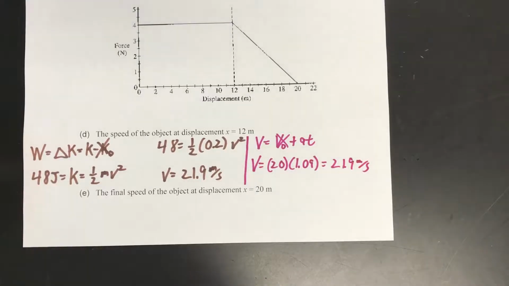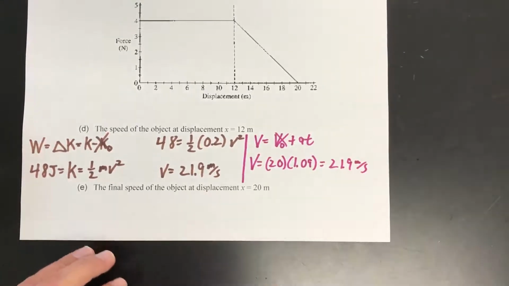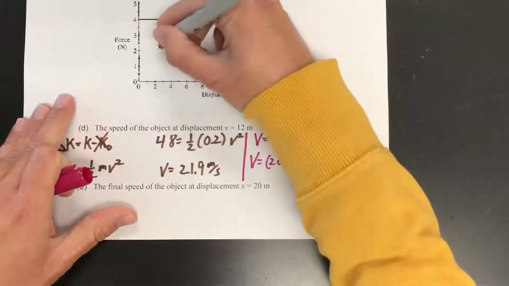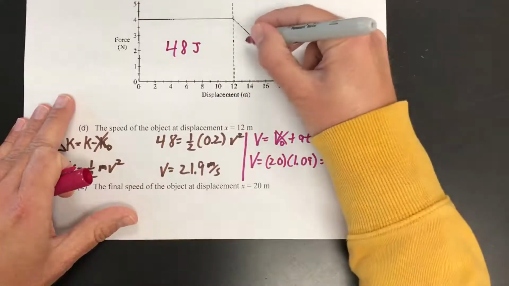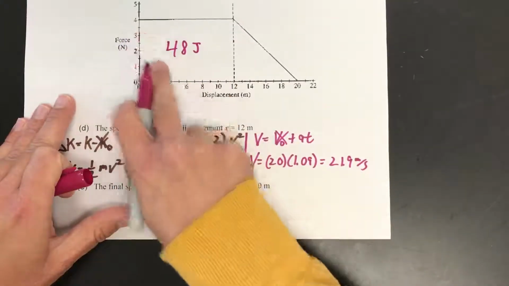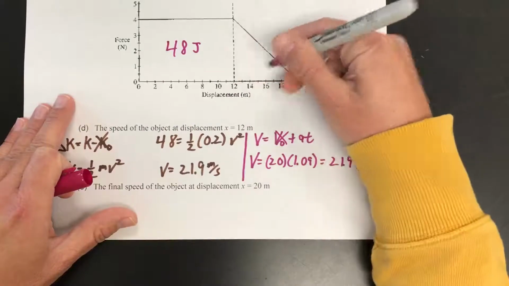So now it says find the final speed after it's been displaced 20 meters. So this is pretty similar here. We already found that this area here is 48 joules because of the force times the distance here. Now we got to do the same thing, find the area here.